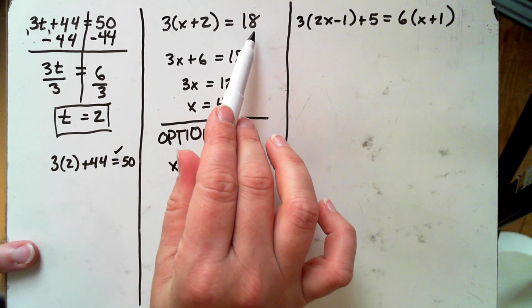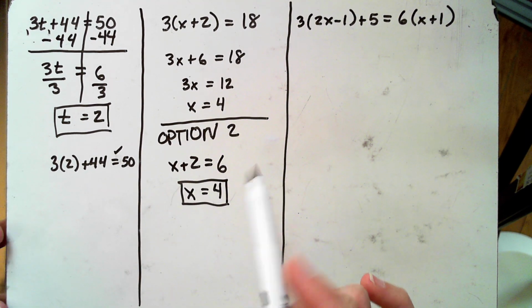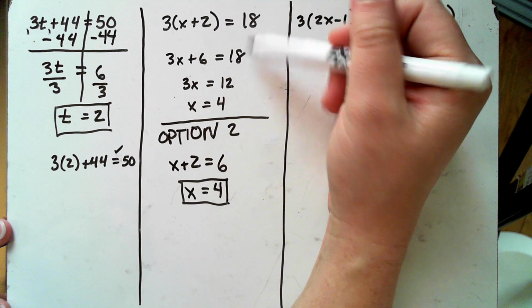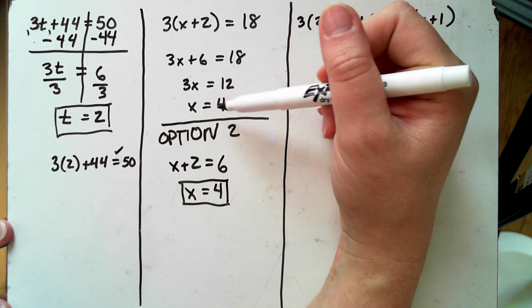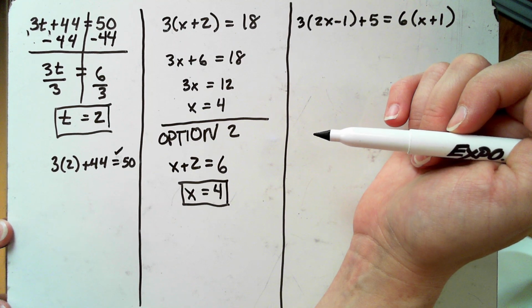and if this 3 can go evenly into the 18. I don't always recommend doing that if you're going to get a fraction or a decimal then. So if it goes evenly, I definitely recommend doing it. If not, I would say distribute and then get your x alone.